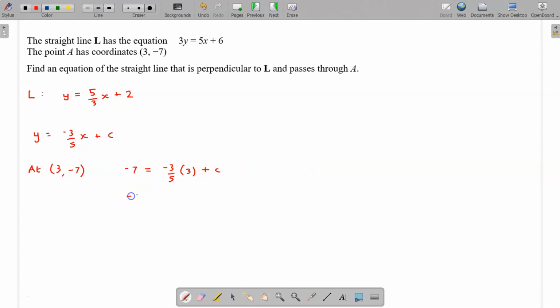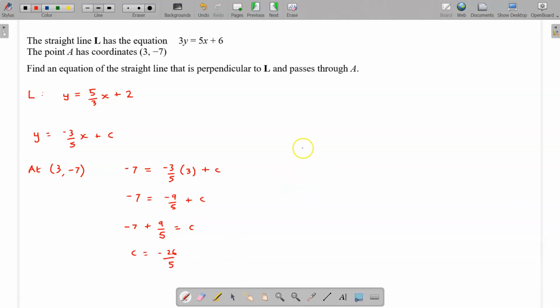So we can use that information to find what c is. So if I just work on that a little bit, negative 7 equals negative 9/5 plus c. If I add 9/5 to both sides, I get negative 7 plus 9/5 equals c. Okay, and if you put that onto a calculator to save time, that will give you negative 26/5. Okay, so c equals negative 26/5.